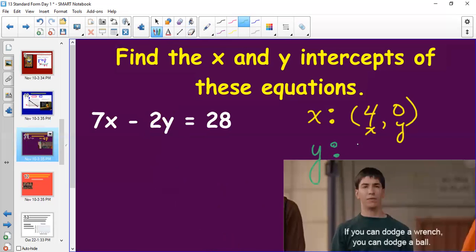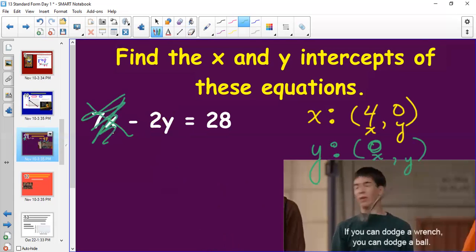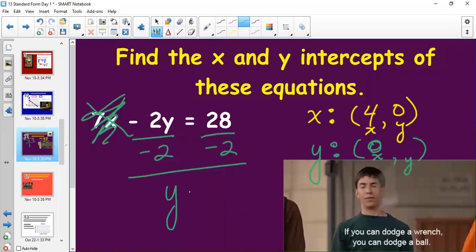So this time, if I'm finding my y-intercept, I want my x to disappear. So my x is 0. I'm going to cross out my x term. Now I didn't cross off the negative because the negative went with the 2y. And so this is actually the equation that you're going to solve. Negative 2y equals 28. And we're going to divide by negative 2. And we're going to get a y-intercept of negative 14. And now if I had a graph, I could easily plot those 2 points on it and connect them to make the graph of this equation.